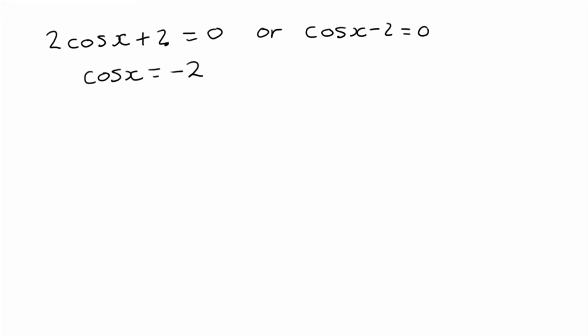So if you move the plus 2 over, it will become negative 2, and then divide by the 2 at the front, so negative 1, and cos x equals 2. Now that's impossible because cos has to be between 1 and negative 1, so just rule that one out.